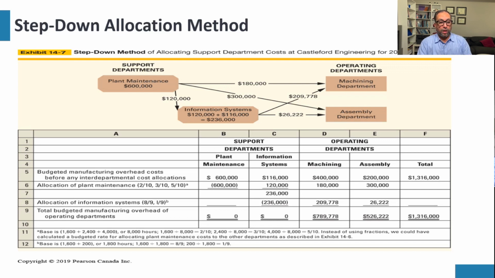So we can see here step down. What we are doing here is first distributing the cost of the maintenance department among the information system, machining, and assembly. We divide this cost of 600,000: 120 to IT information system, 180 to machining, and 300 to assembly. Then we get a total for the information system, which is 236, to divide between machining and assembly. So it's stepwise. In one step, we distribute one support services department to all other departments, and then the second support services department to all others. Now, what is the ratio of distribution?